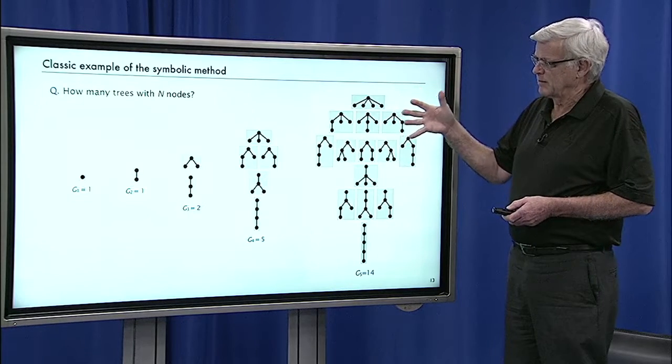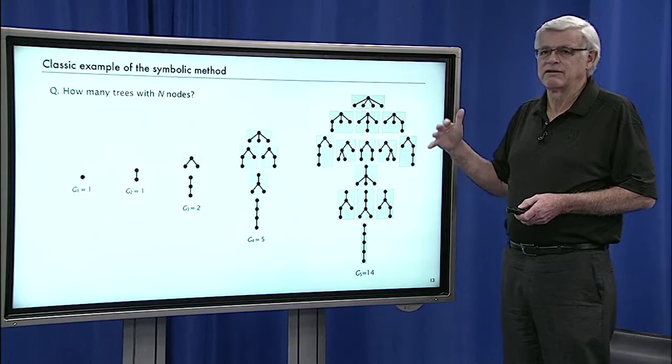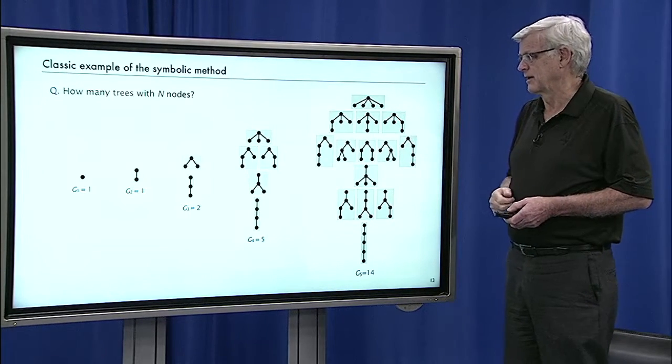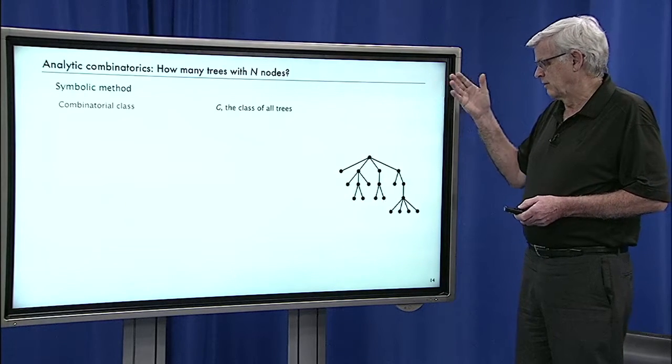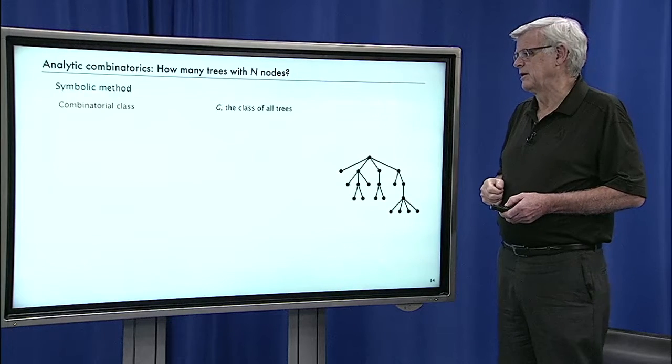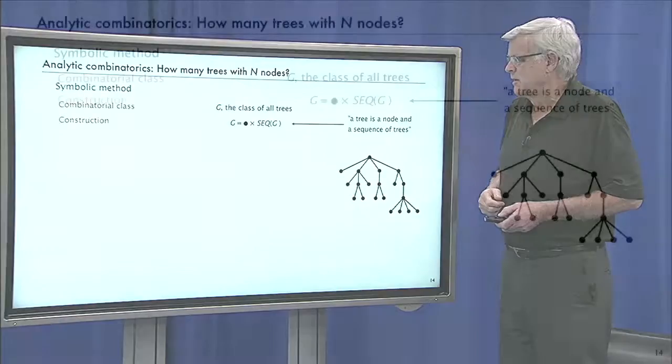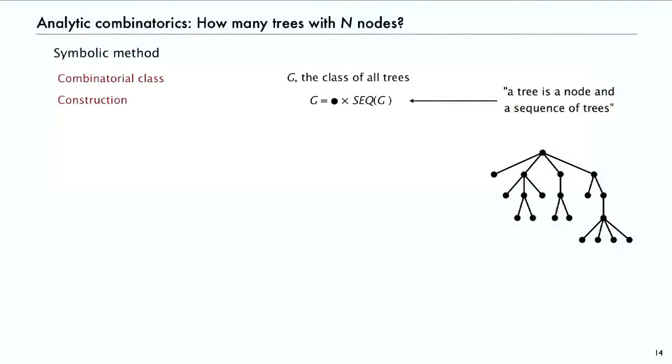And with the symbolic method, we can immediately derive the generating function for the Catalan numbers. So here's how it goes. We define the class of all trees to be G. And then the construction, using the basic operations, we say a tree is a node and a sequence of trees. It's as simple as that.